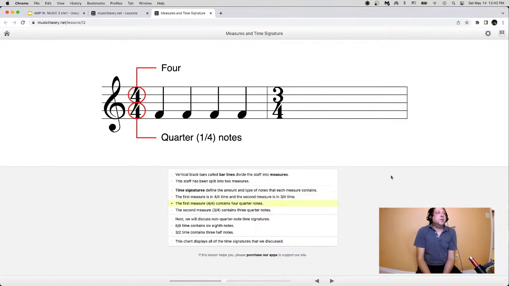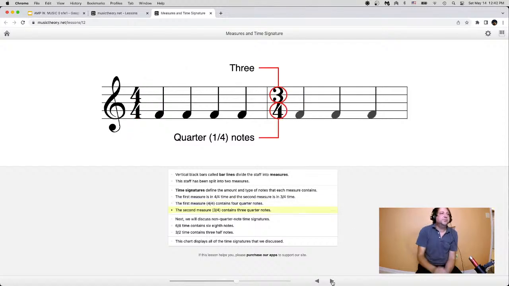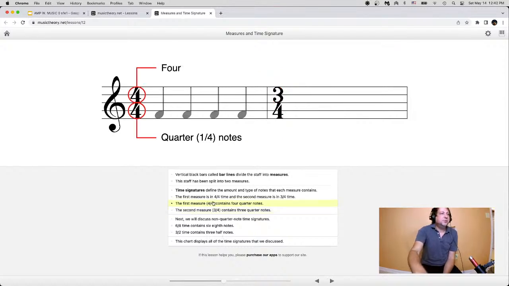So that means you have 4. The top number means how many? 4. And the bottom is your division of what type of note it is. So we have 4 quarter notes that fit inside that measure. This one is 3. So the left measure, you would count like this.